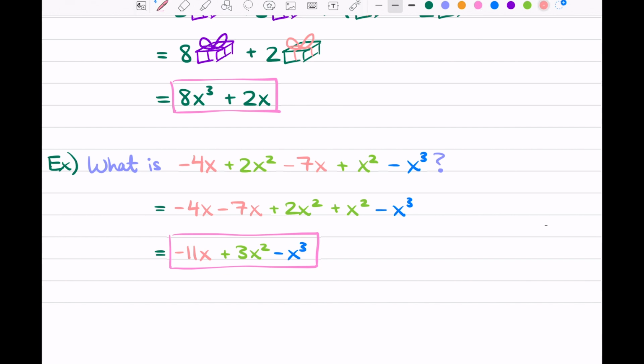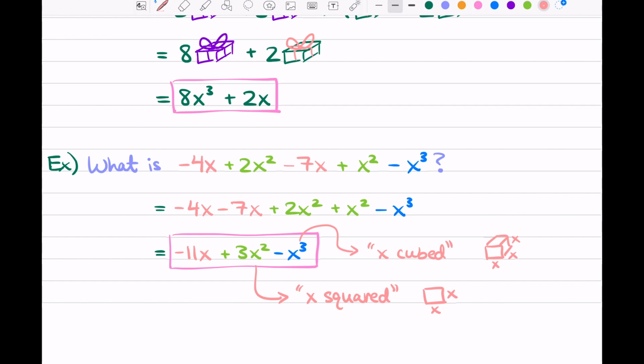Just a quick note before we move on. X to the third is commonly called x cubed. And that's because x multiplied 3 times gives the volume of a cube where each side is of length x. Similarly, x to the second power is called x squared because x times x gives the area of a square where the length of the side is x. So these are just little nicknames we have.